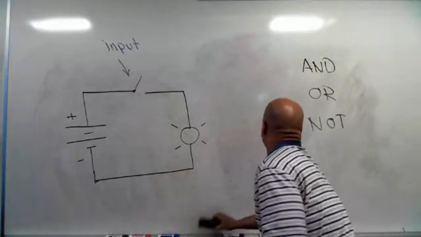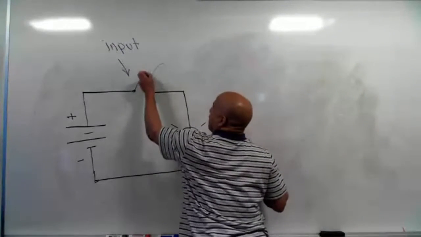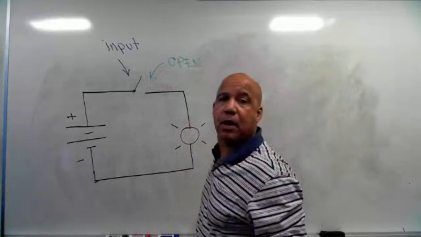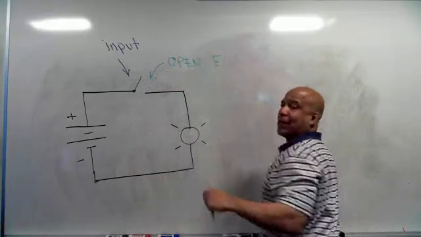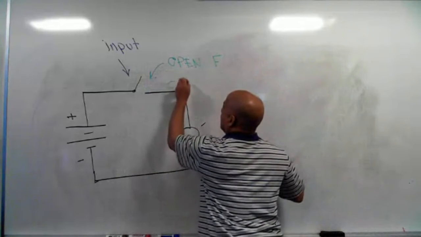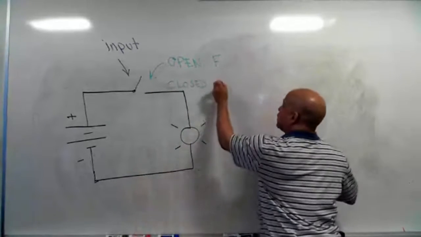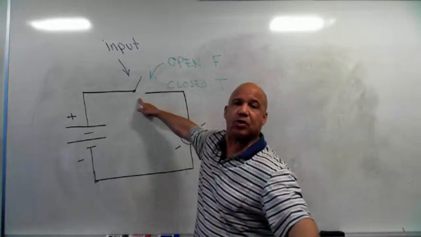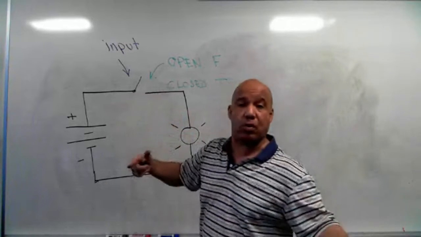But here's what I want to do. If that switch is open, we're going to say that that input condition is false. I'm going to use the letter F for false. If that switch is closed, we're going to say that that input condition is true. I'm going to use the letter T. I'm not going to write the word out. So if the switch is open, the condition of the input is false. If the switch is closed, the condition of the input is true.